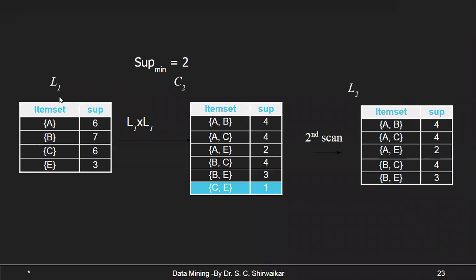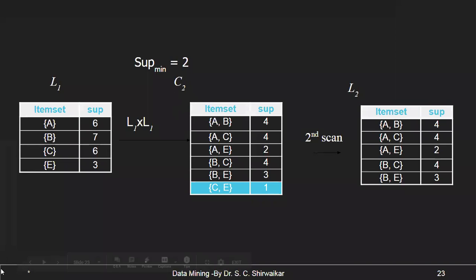This is our L1, a large data set, in which we are generating the second candidate set, that is C2. L1 is a large data set, always remember that. And we are making its superset, because we need the combination of all these items.